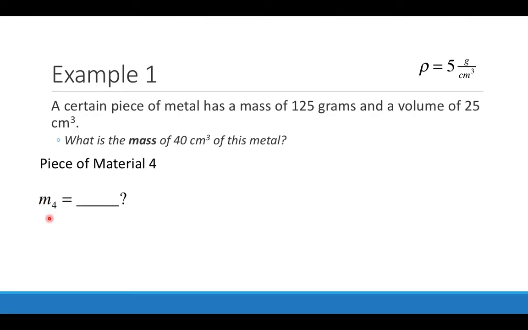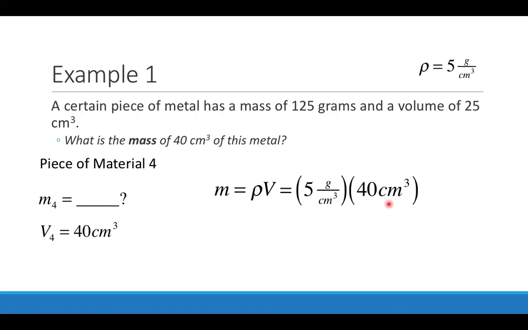So the mass of this particular piece of the material is unknown. The volume is 40 centimeters cubed, and I want to determine what the mass is. So the mass is the density times the volume. The density is still 5, and the volume is 40 centimeters cubed. So I get a mass of 200 grams.